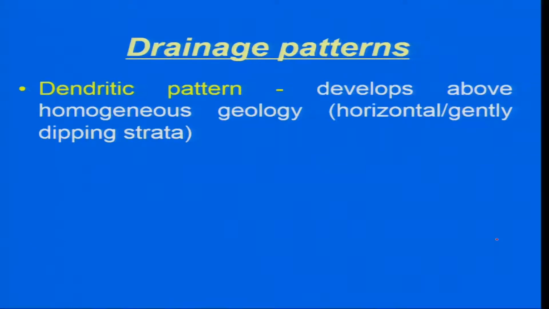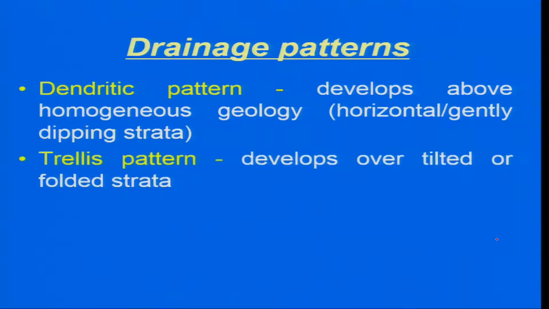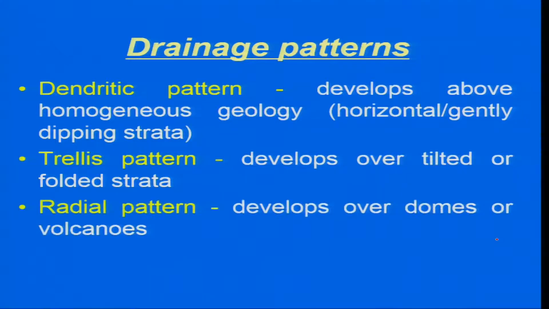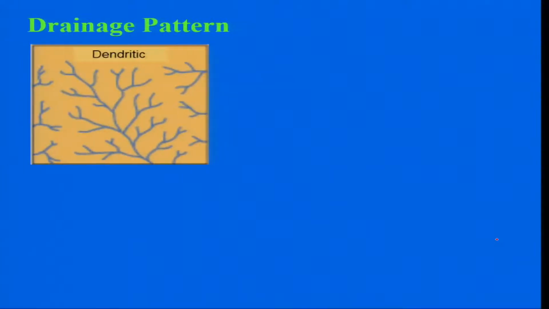Now, coming to the drainage pattern, there are a few which are important. One is the dendritic pattern, which develops above homogeneous geology. So, you can know the subsurface geology based on the drainage pattern. Then another is the trellis pattern, which develops over tilted or folded strata. Then you have the radial pattern, which develops over domes or volcanic cones. Let us see quickly what these different patterns are.